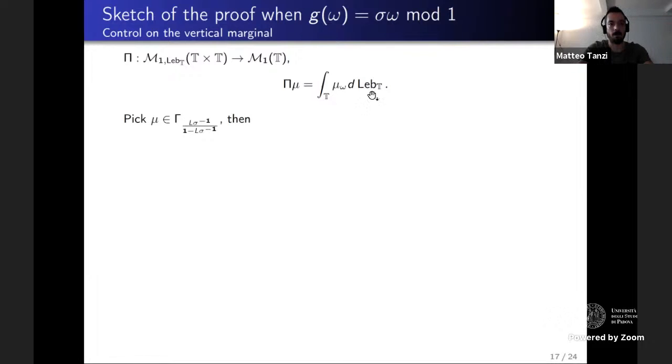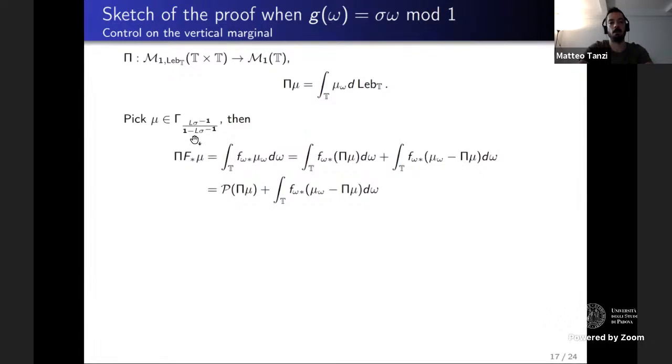And now if we pick mu, a measure in this invariant class, then we can write the following. The vertical marginal of f star mu, one can do some computations, and you find that this equals f omega star mu omega integrated with respect to the Lebesgue measure, again the invariant measure for G. Then we can add and subtract the vertical marginal of mu from mu omega and rearrange the terms in this way and recognize that this first term is the application of P, the random counterpart of the system, to the vertical marginal of mu, plus this term.